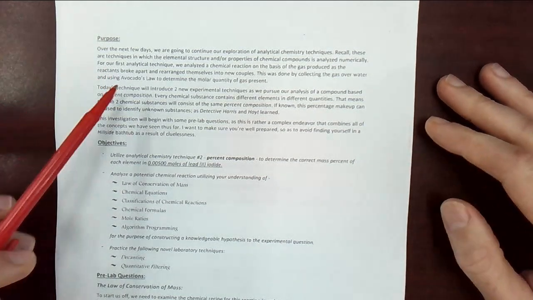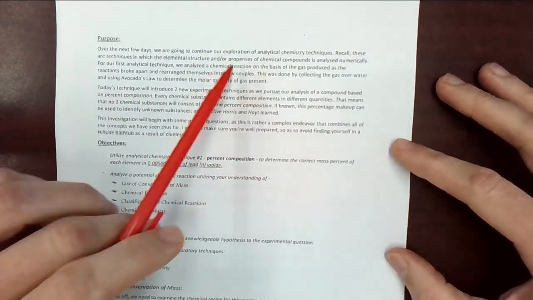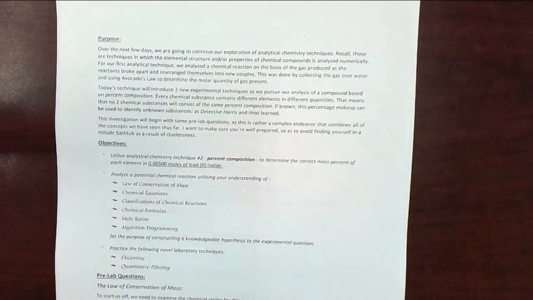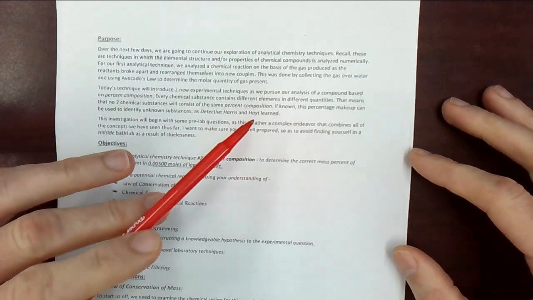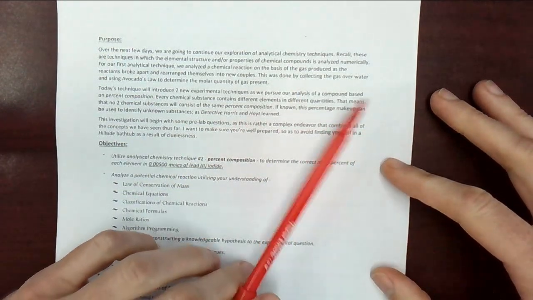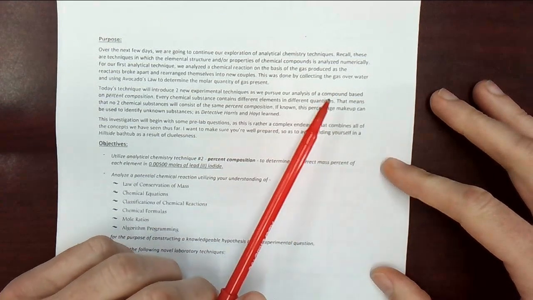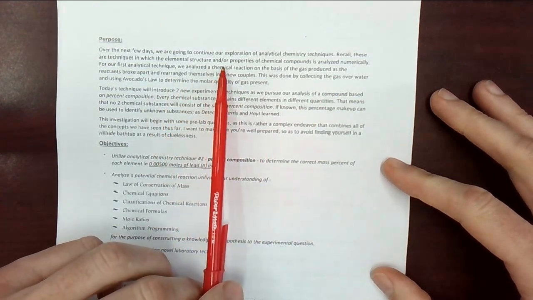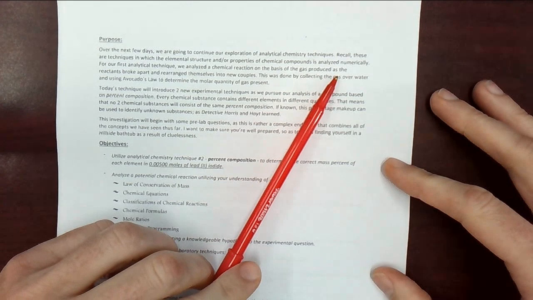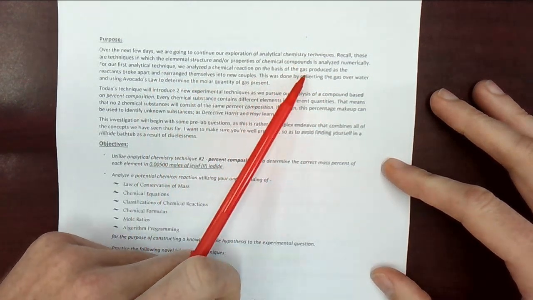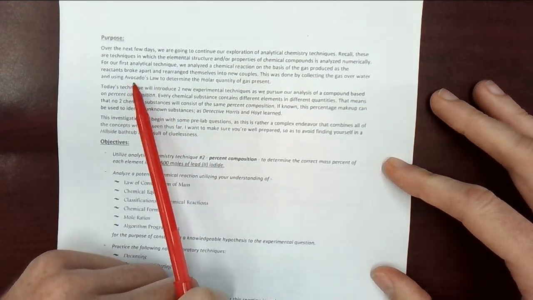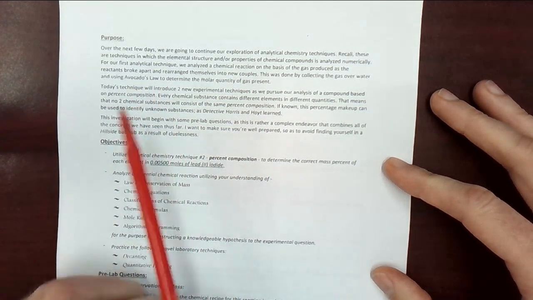So here's the purpose. Over the next few days, we're going to continue our exploration of analytical chemistry techniques. Previously, we looked at our first analytical chemistry technique, determining the moles of a gas using volume. So today we're going to do a second big analytical technique. Recall these are techniques in which elemental structures or properties of a chemical compound are analyzed numerically. For our first technique, we analyzed chemical reactions based on gases, and we used Avogadro's law for that.